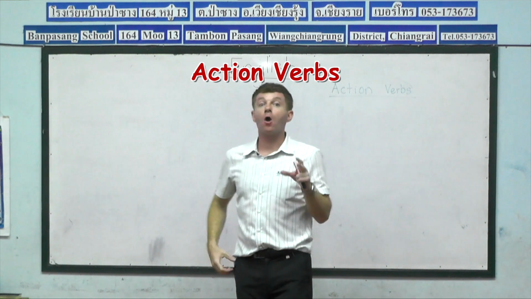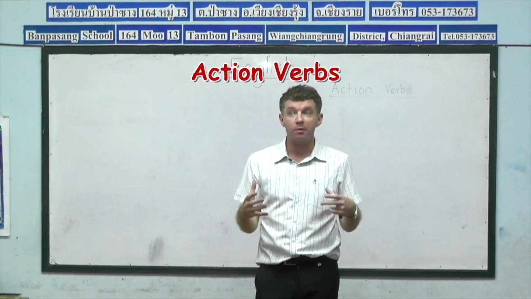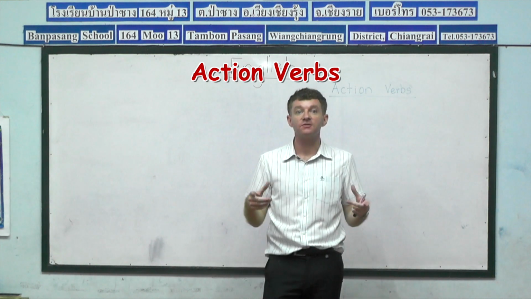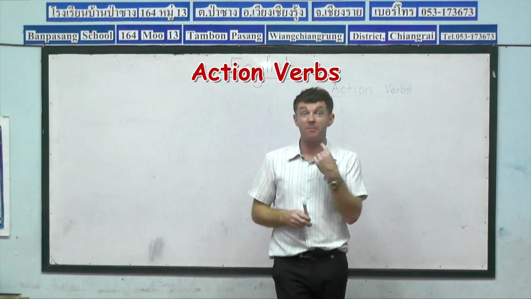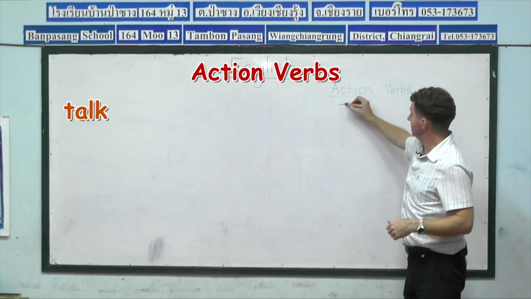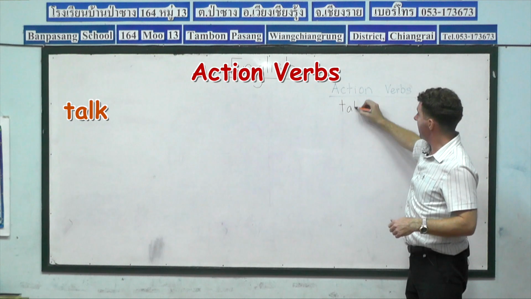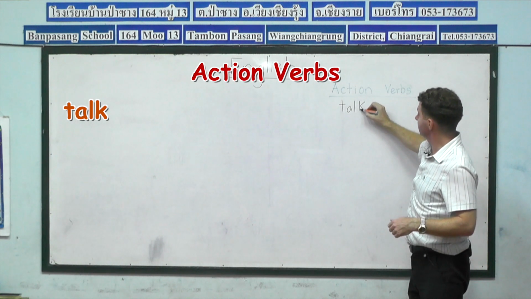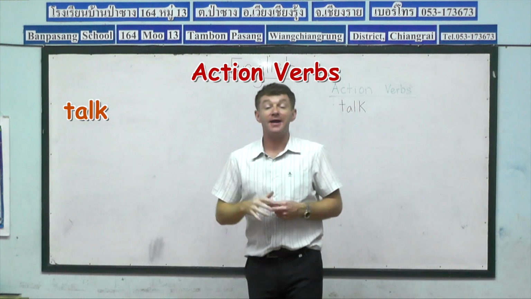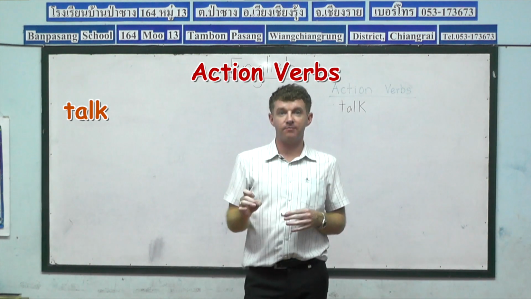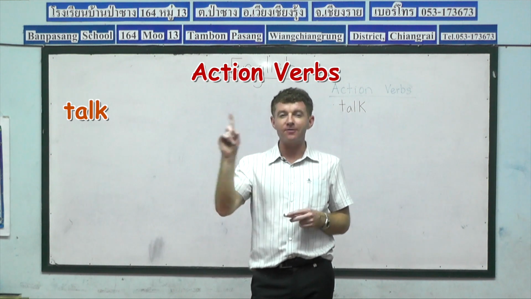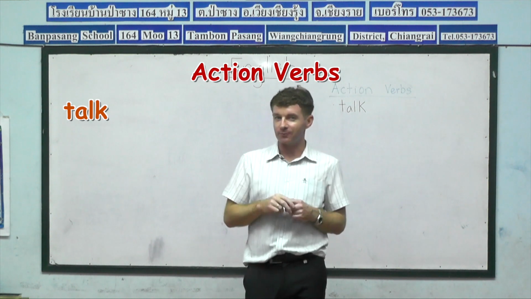Action verbs are words that describe things that we do. Anything we do in English is an action verb. For example, now, talk. T, A, L, K is an example of an action verb. And now, as a recap of the previous lesson, I'm going to ask all of my students to give me one action verb. And let's see what answers we can get.